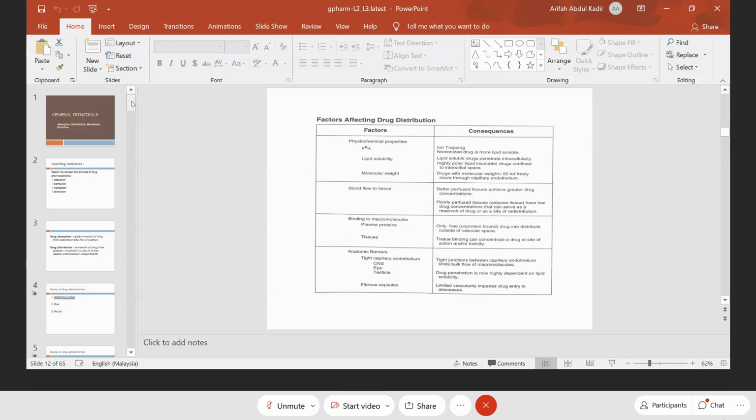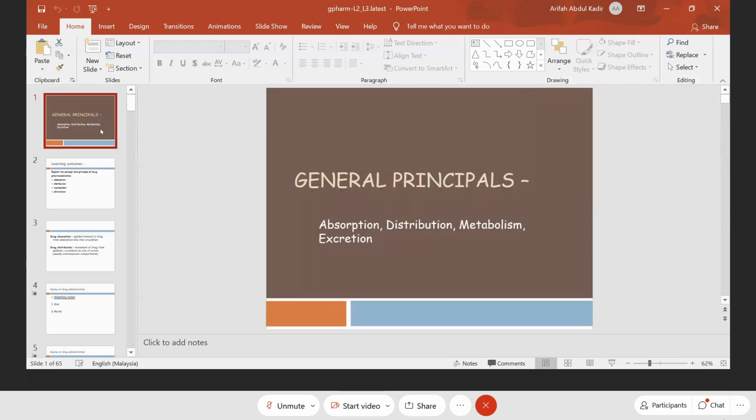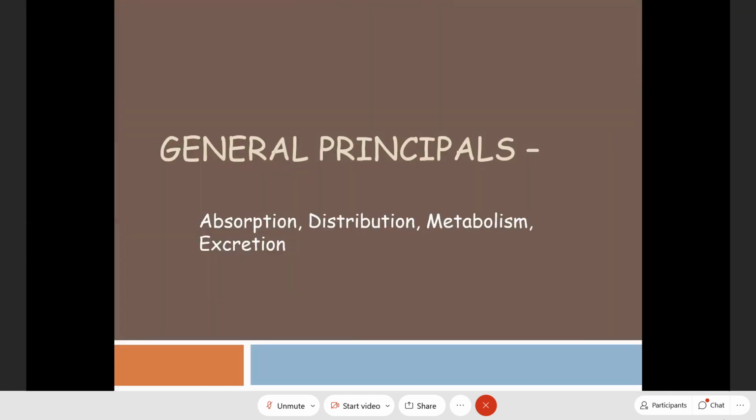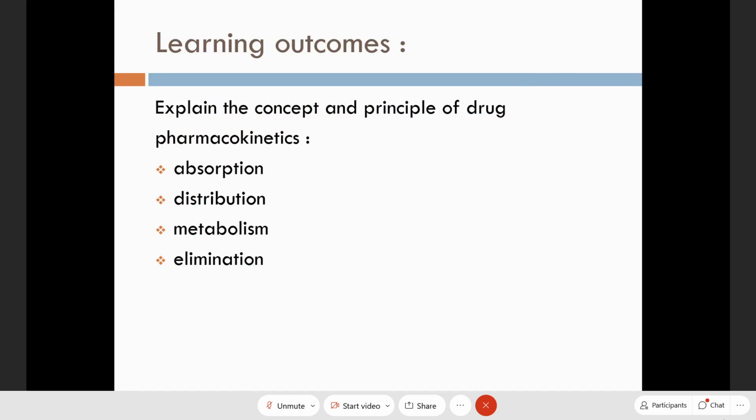Okay, I will just introduce a few words here, very briefly. We'll just take 5 minutes. Basically, we'll talk about pharmacokinetics. This is going to be a general principle of pharmacokinetics, not going into detail. I will talk about absorption, distribution, metabolism, and excretion. The learning outcome is just to expose you to the concepts and principles of drug pharmacokinetics.